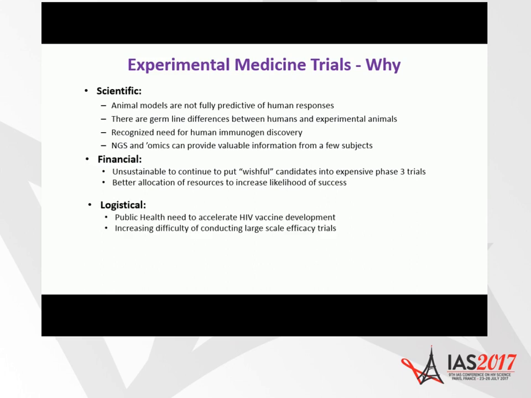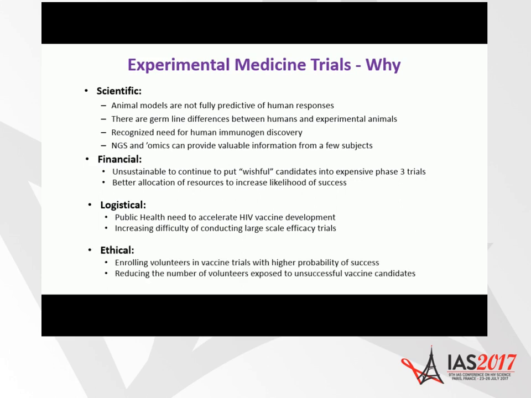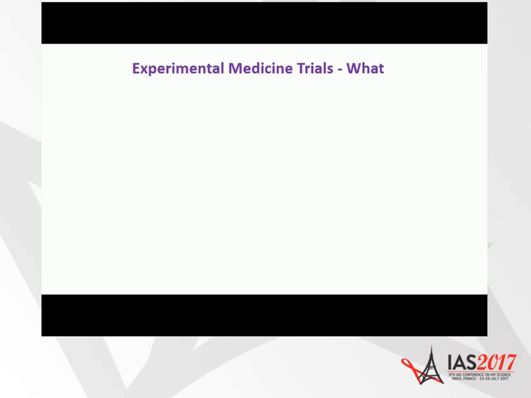Logistically, we still urgently need an HIV vaccine that's going to be out there. And so that sense of urgency still needs to be maintained by the field. And then ethically, obviously, we don't want to expose people to vaccines in large efficacy trials that don't necessarily have the best chance at that moment in time of giving us a successful endpoint. And so being able to refine vaccines early in the pipeline makes obvious sense.